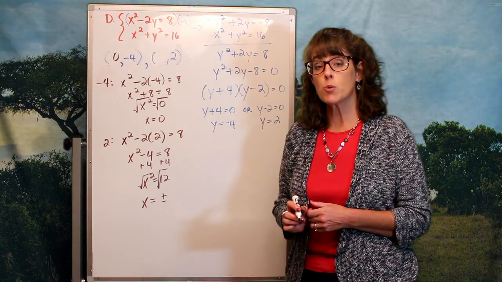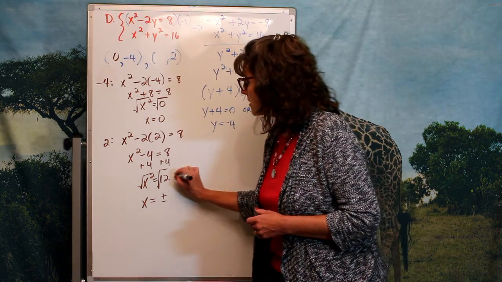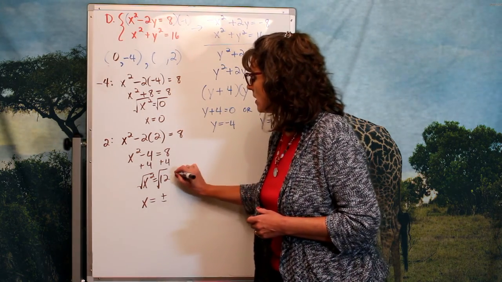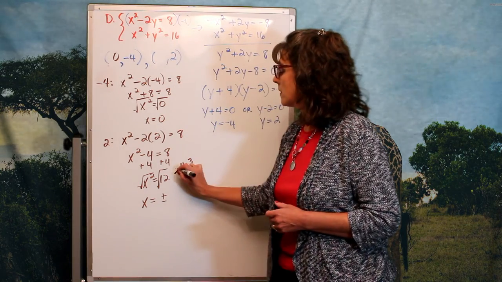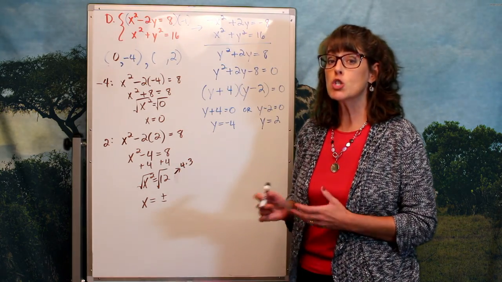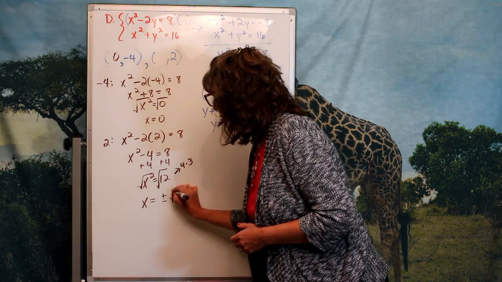Now I need to simplify square root of 12. Remember, 12 is simply 4 times 3, and the square root of 4 is 2. So I'm going to take the square root of 4 out. Let me write it this way.